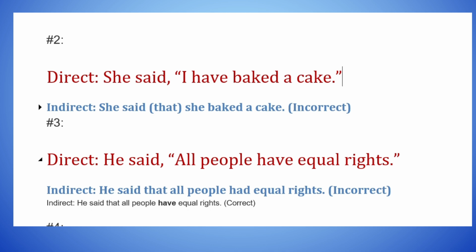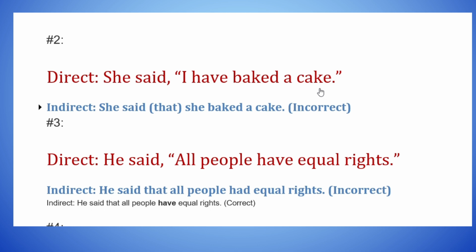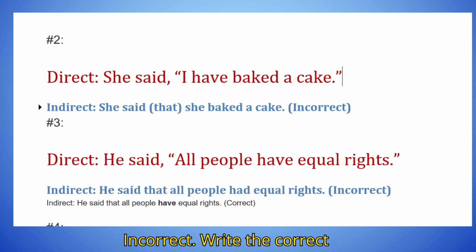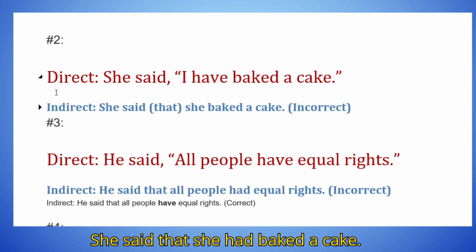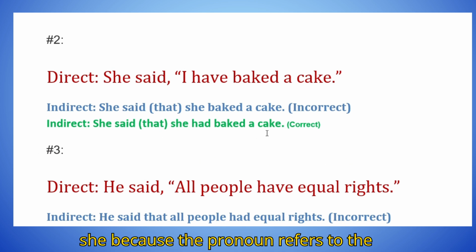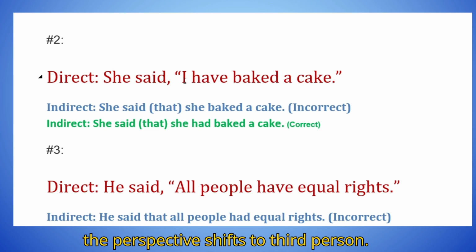2. Direct. She said, "I have baked a cake." Indirect. She said that she baked a cake. Incorrect. Write the correct answer. The correct answer is: indirect. She said that she had baked a cake. Reason. In the sentence, I was changed to she because the pronoun refers to the speaker, she, and in indirect speech, the perspective shifts to third person.